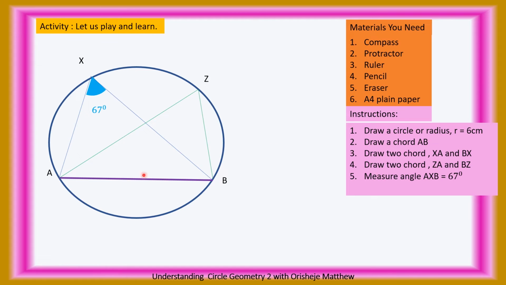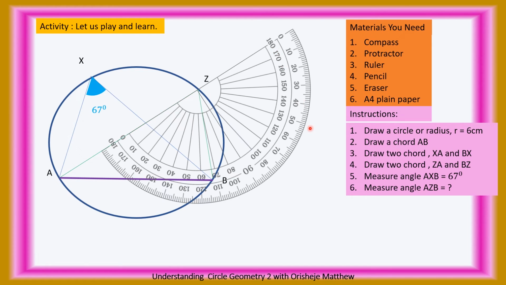So we have angle AZB. Use your protractor to measure it. What do you record? It's also measuring the same thing, 67 degrees. Since you may not be able to read it, if you extend the line ZB away, you'll be able to read the exact value on the protractor. That's why I did this extension. If you measure there, the angle is also 67 degrees.